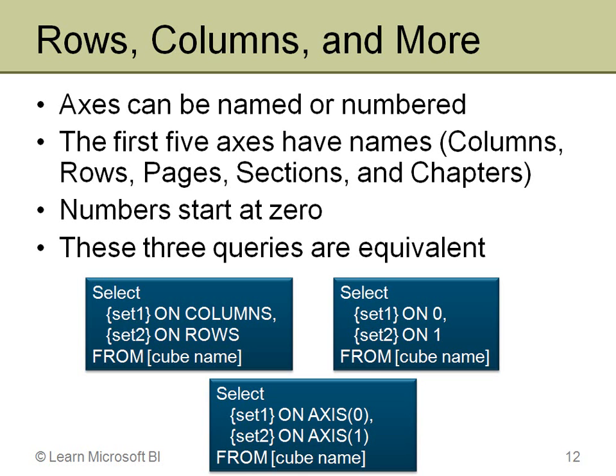So select set 1 on columns, comma, set 2 on rows from a cube. Select set 1 on 0, comma, set 2 on 1 from the cube. Or select set 1 on axis(0), comma, set 2 on axis(1). I've never actually seen anyone use the axis(number) syntax. They just use the shorter syntax of on 0 and on 1 and on 2 and on 3 and so forth. And that's fine. So let me jump into Analysis Services, into SQL Server Management Studio, and run a few simple queries and kind of let you see what that looks like.